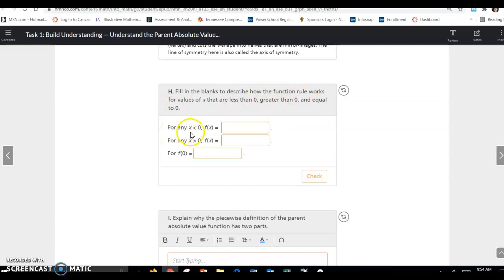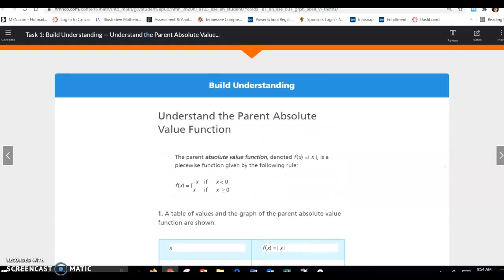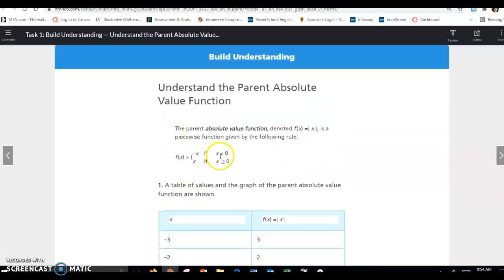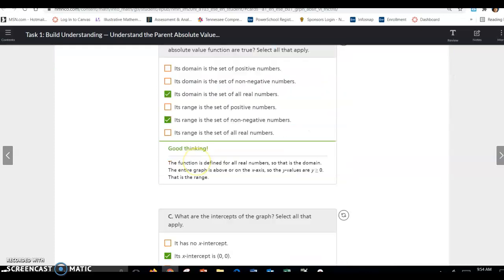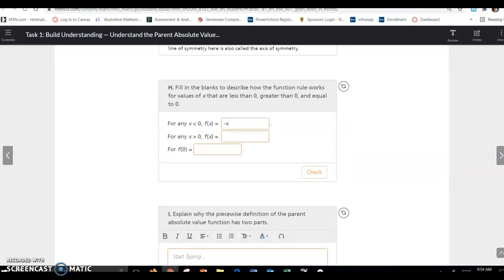All right, for any x less than 0, so that means we're looking at all the values to the left of 0, f of x would be -x. That's the function -x. Remember from the very beginning, if it's less than 0, f of x equals -x. Greater than or equal to 0 is equal to x. That's all we're doing, looking at the separate pieces of the function. For any x greater than 0, f of x equals x. And when x is 0, y is 0 as well.